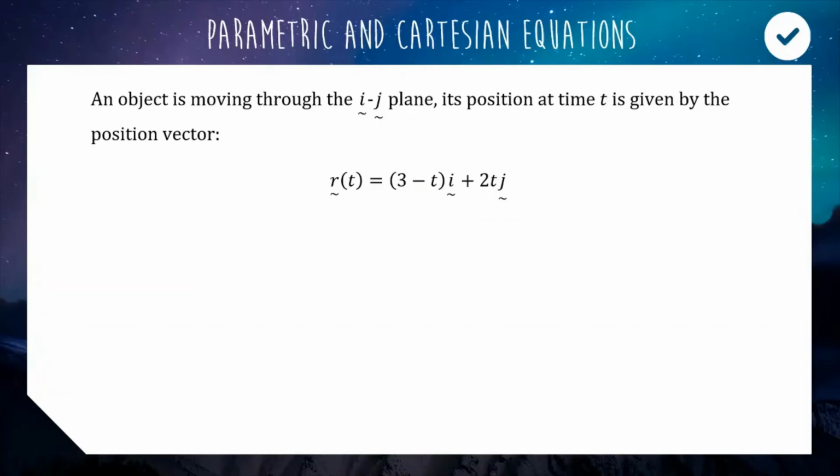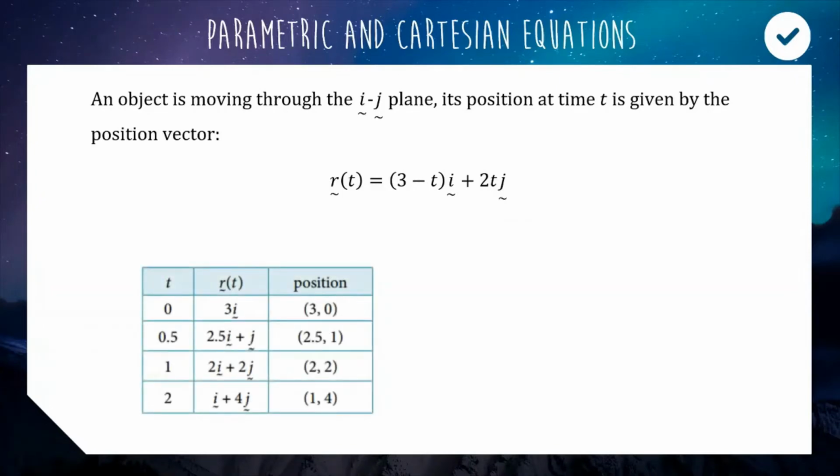Okay, so what this means is we essentially have a function where if we sub in a t value, we get an answer for an x and a y, and it gives us a position. Okay, so here's just a table of some t values being subbed in. So if we sub in 0, we get 3 minus 0, which is 3. So we get 3i plus 2 times 0, so we get nothing. Okay, so we get 3i as a vector, which points to the coordinate 3, 0.